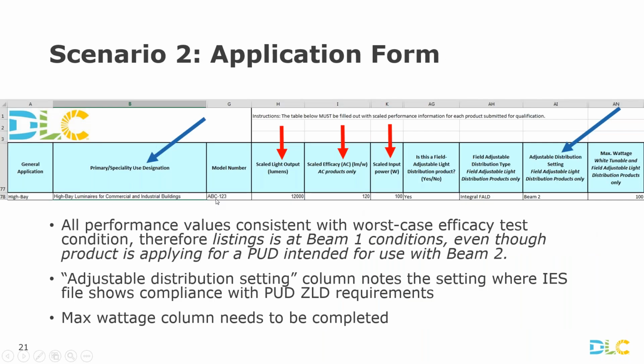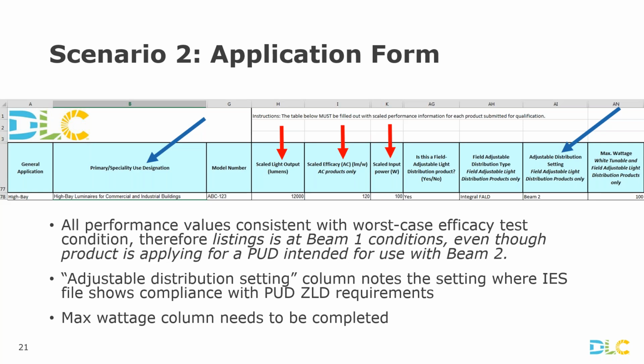So now if you move to the next slide, the application form here is somewhat similar, but obviously includes only one listing and only at the high bay luminaires for commercial and industrial buildings of primary use designation. To note on the red vertical arrows here, all the performance values still need to be consistent with that worst case test condition. So here it's the condition and the performance at the beam 1 setting, even though, again, in this scenario, the manufacturer may only be interested in qualifying the product in that beam 2 intended end use.